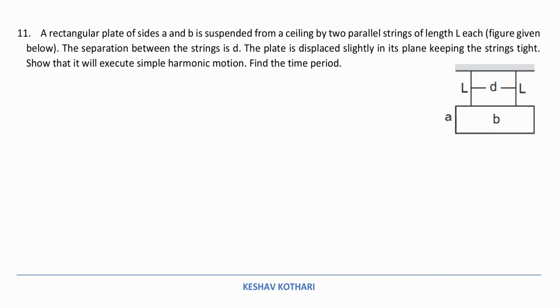A rectangular plate of sides A and B is suspended from a ceiling by two parallel strings of length L each. Figure given below, the separation between the strings is D. The plate is displaced slightly in its plane, keeping the strings tight. Show that it will execute SHM, and we need to find the time period of SHM. So over here the problem is stating that the plate is displaced slightly in its plane, keeping the strings tight.